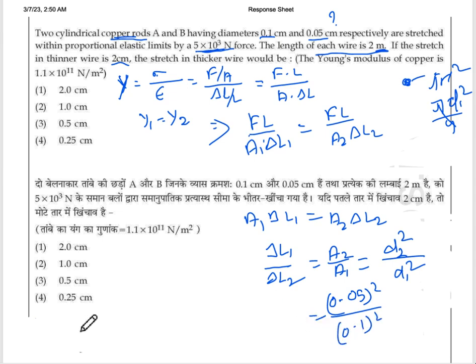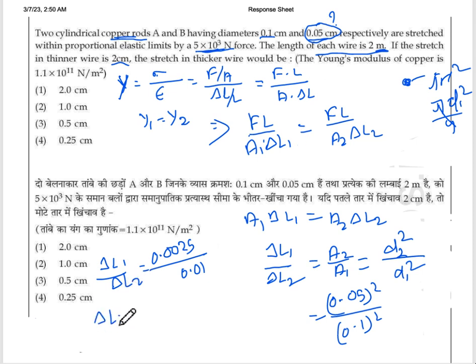Okay, so if I solve this one, it will be simply delta L1 by delta L2, which is because I take d2 by d1. So it will become 0.0025 by 0.01. Now the question is given that the stress is in the thinner wire.